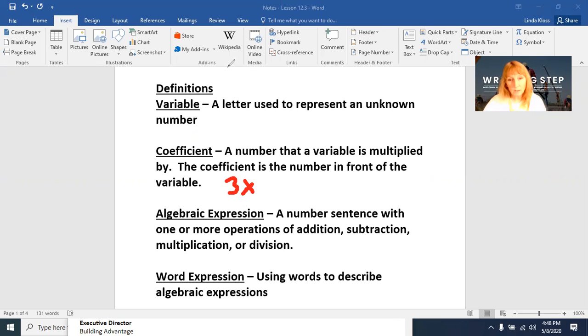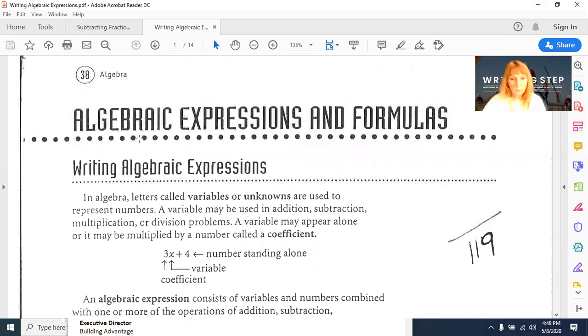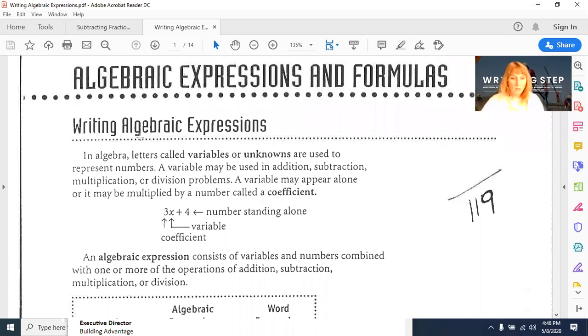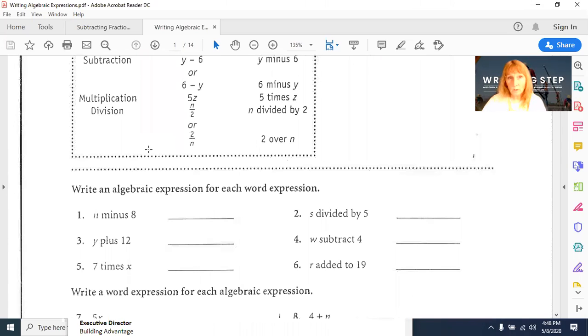An algebraic expression, the next one, is a number sentence with one or more operations of addition, subtraction, multiplication, or division. And a word expression is just using words to describe algebraic expressions. So let's get started with our packet. I want to start on page 38. So let me pull that up for you. And right here, algebraic expressions and formulas. So you'll be able to read this if you'd like. This is what I'm going to be going over.